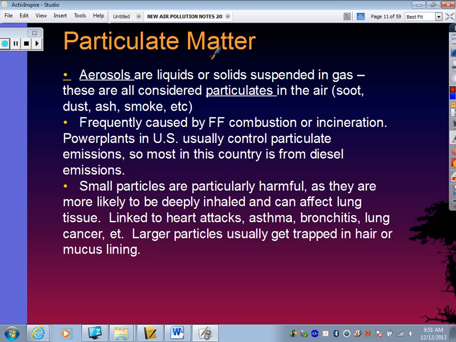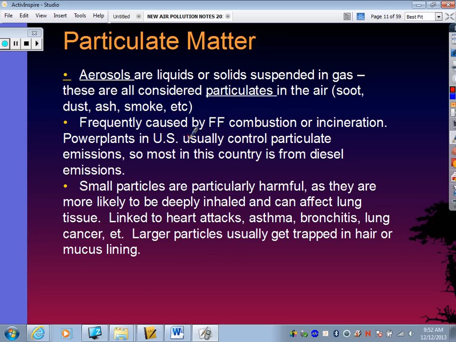Particulate matter. Okay, so it says these aerosols are liquids or solids suspended in gas. So technically, an aerosol is a liquid or solid, and these are all considered particulates. Some examples would be soot, dust, ash, smoke, etc. Really anything that causes the air to be dusty, smoggy, foggy could be considered particulates. These are frequently caused by fossil fuel combustion or incineration, burning of anything. Again, if you burn something, it is going to release particulates into the air.